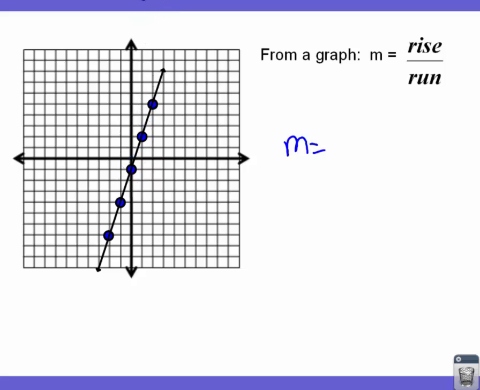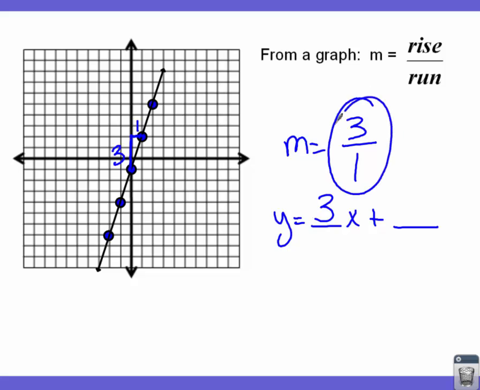Now to go from one point to the next, it's typically best if you go left to right, just like we read a graph. From the left point to the right point, I have to go up 3 and go over 1. So our rise is 3 and our run is 1, and our slope is 3 over 1. If we were to write this as y equals blank x plus blank, this 3 over 1 simplifies down to 3. But if I ask you to find the slope, slope is always in the form of a fraction. So this is what I'm really looking for.